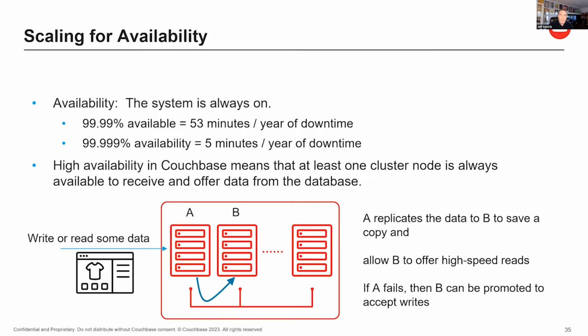So we want to scale for availability and make sure that the system is always on and it's always available. Now, you might have heard of the nines, the 4 nines or 5 nines of availability. 4 nines of availability is about an hour a year. And 5 nines is about 5 minutes of downtime a year. So the way that we look at that is HA in Couchbase means that at least one cluster node is always going to be available to receive and offer data to and from the database. So if something ends up failing, we typically like to have a backup copy of all that data in the cluster and replicate it to other nodes so that it can indeed take over if the primary node fails.